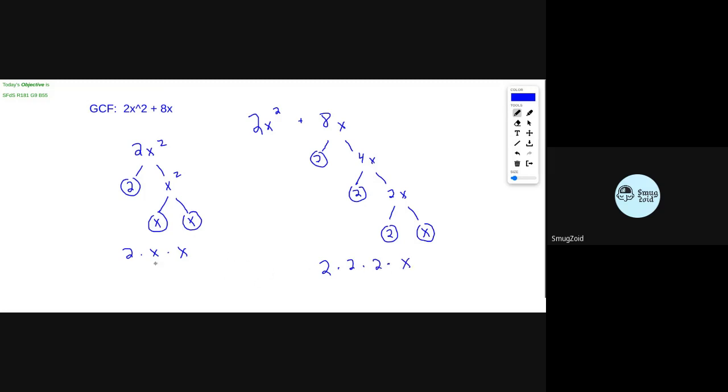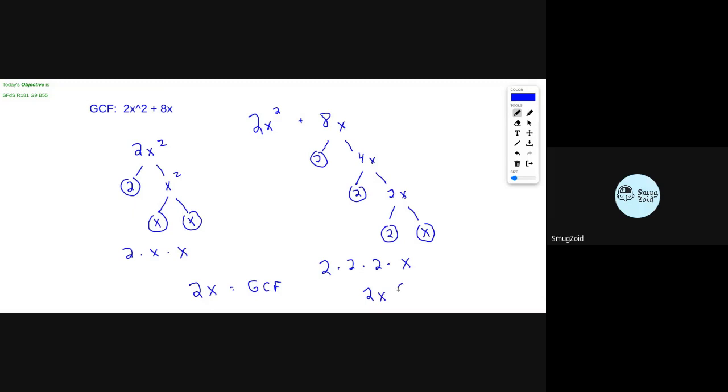Now, what can be pulled out of both of these groups? Well, they both have a 2 and they both have an x. So 2x would be equal to the greatest common factor. To move through this so it makes sense, you can essentially pull 2x out of both numbers. You could write it like this.